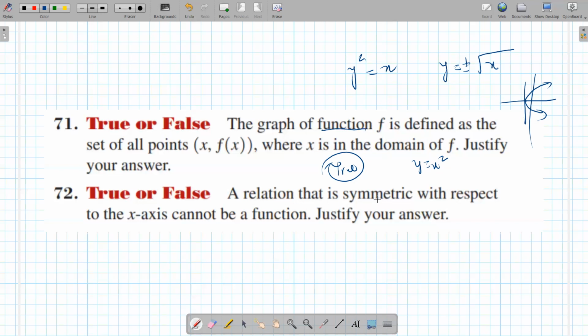Let's look at 72. A relation that is symmetric with respect to the x-axis cannot be a function. This example works here. This is going to fail the vertical line test. So this is false. Isn't that true? Oh yeah, actually, my bad. It's not a function. If it's saying it's not, then this is true, because it'll fail the vertical line test.